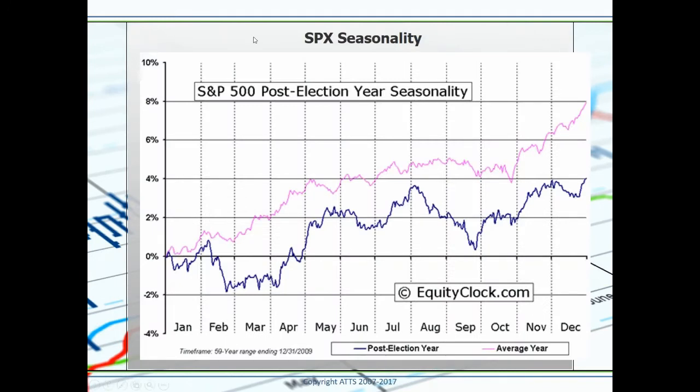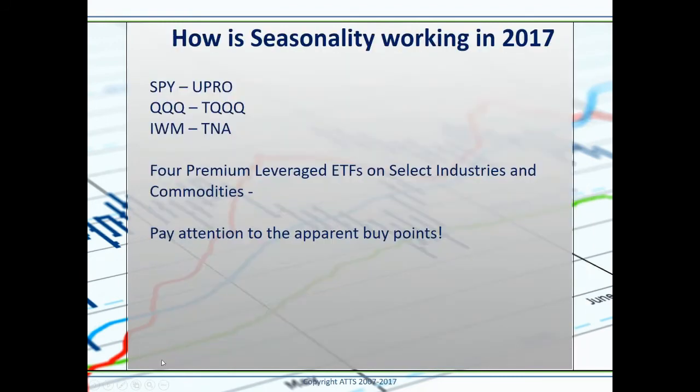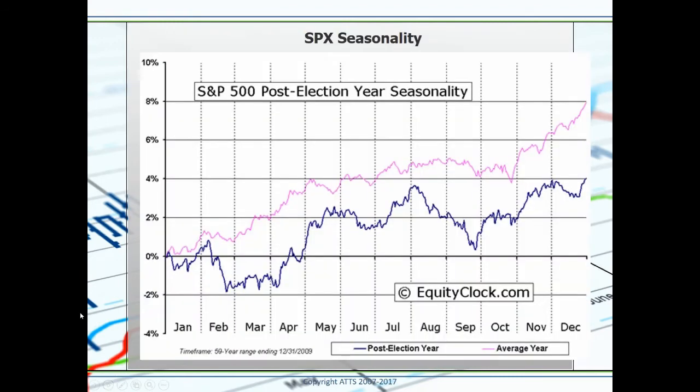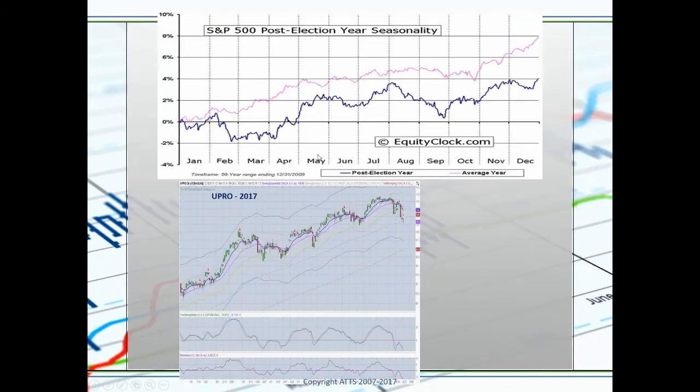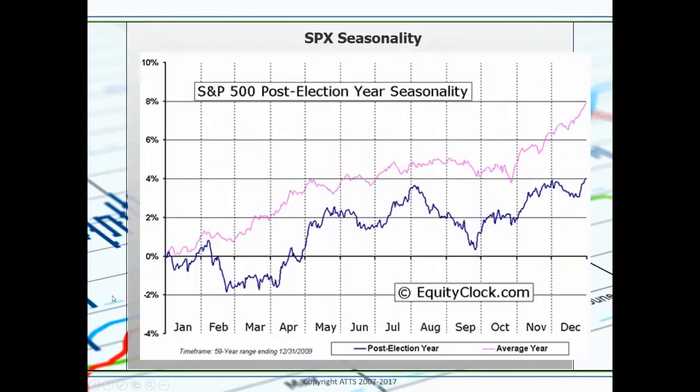2017? Okay, here's a chart of the S&P showing seasonality. The pink line shows for an average year, and that's what we primarily focus on. We'll just focus on the average year. The blue line is basically a post-election year, which we, of course, are in a post-election year. And what we're seeing in 2017, which post-election, we're seeing some similarities and some differences.